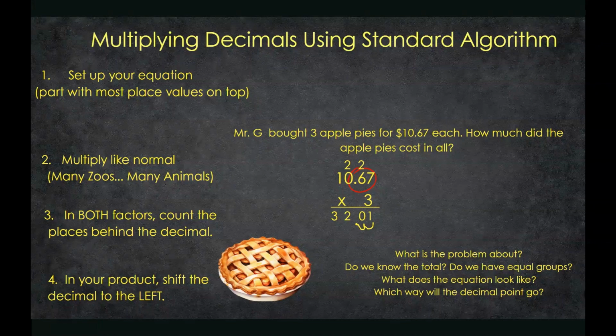The answer to our question is Mr. G spent $32.01 for all 3 pies.